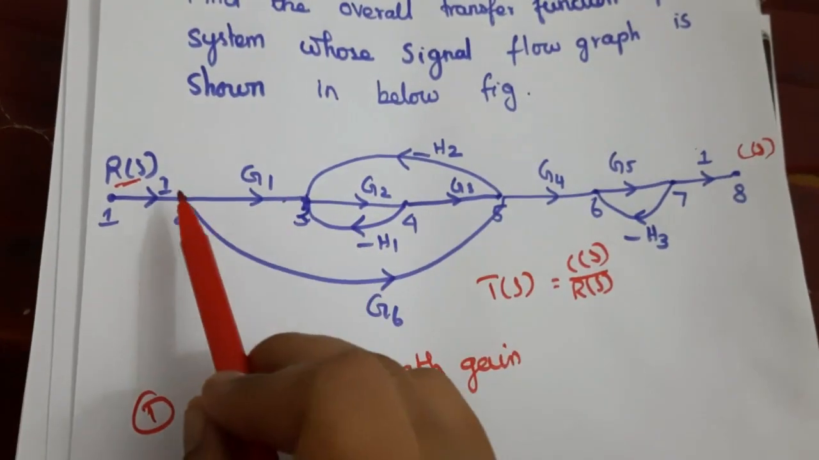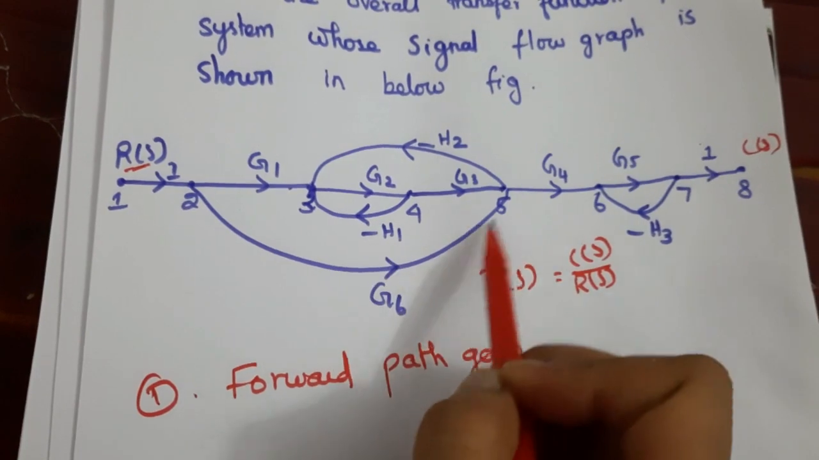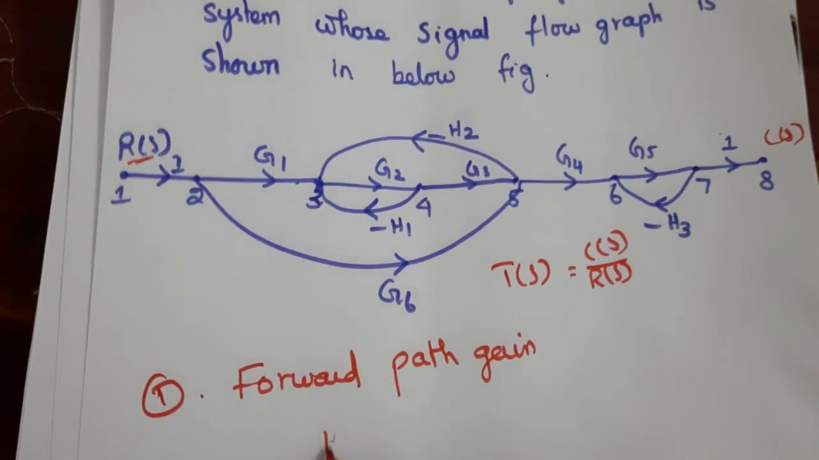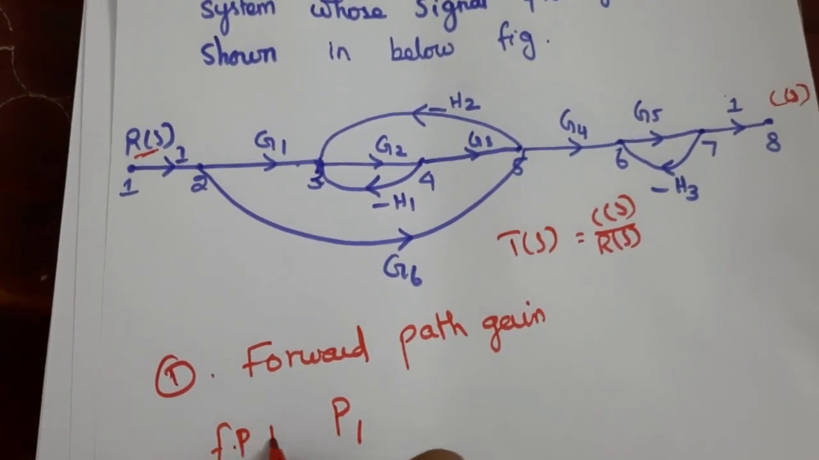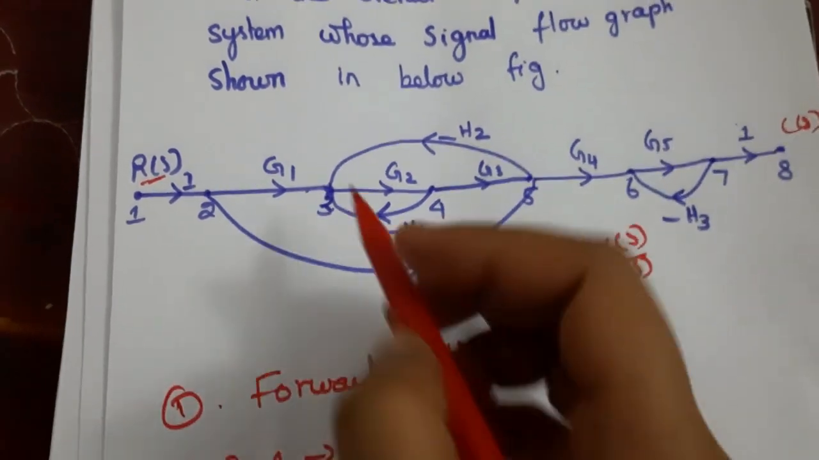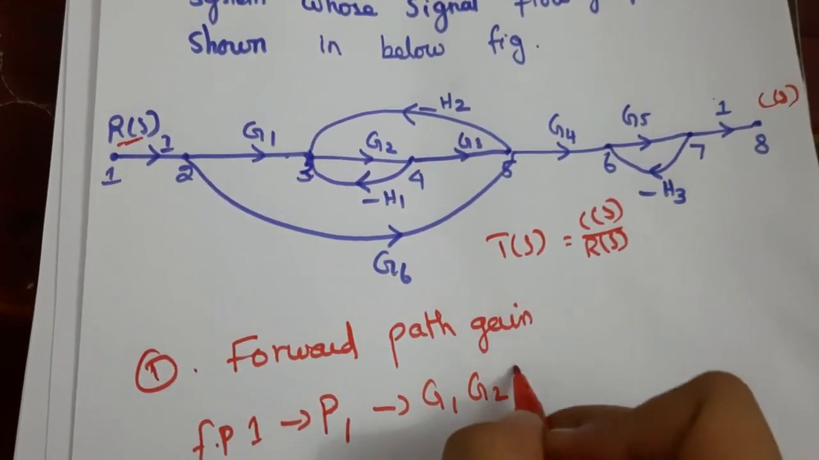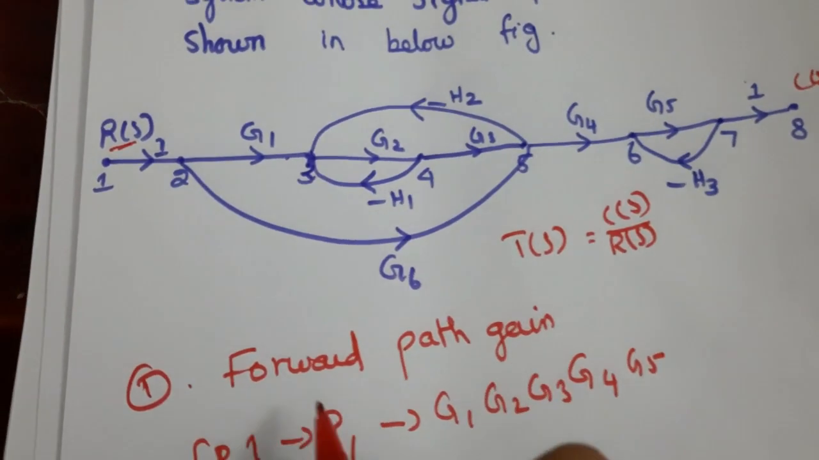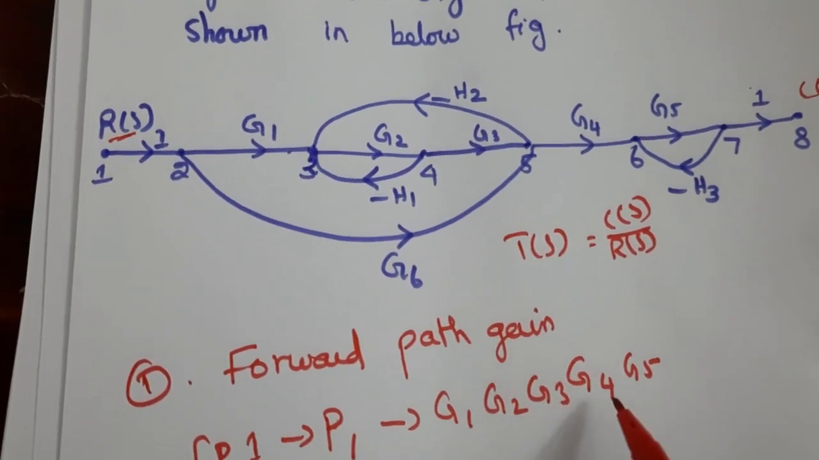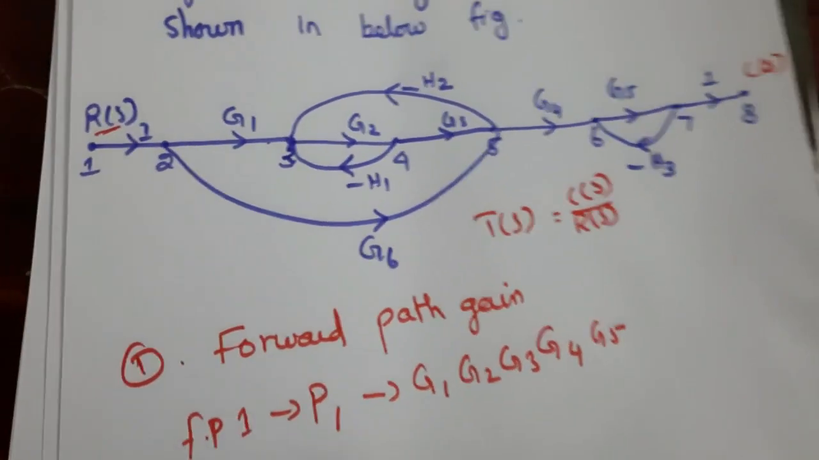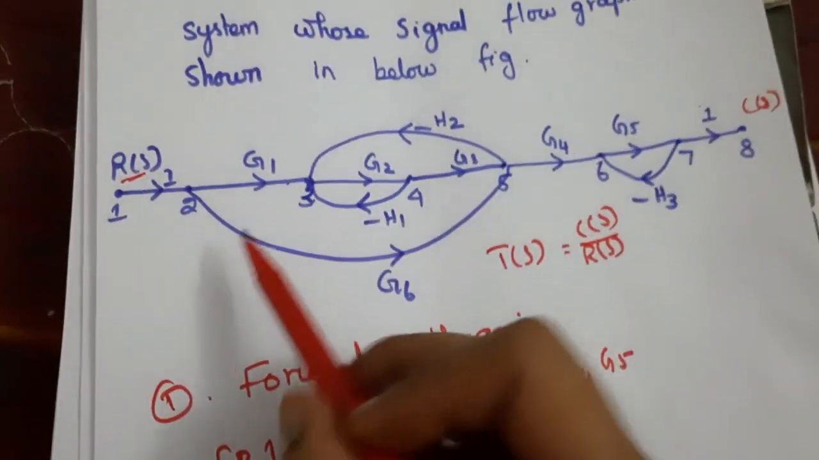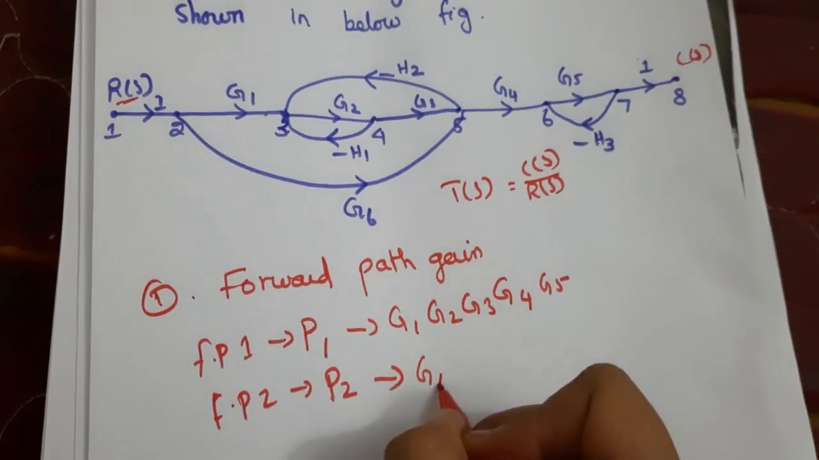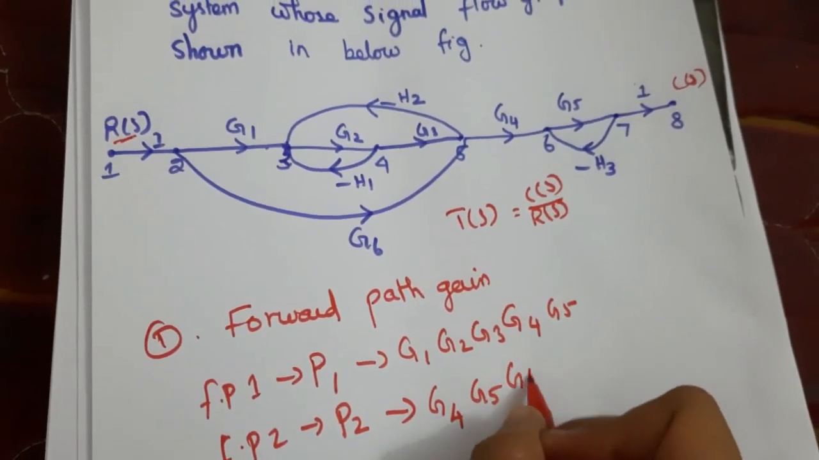So here there are two forward paths, this one and this one. Forward path 1 we consider as P1. This is forward path 1. P1 is equal to G1, G2, G3, G4, G5. Forward path gain is nothing but the product of all branch gains, and forward path 2 is considered as P2, and this is like this path, take this path. So in order we can write G4, G5, G6.